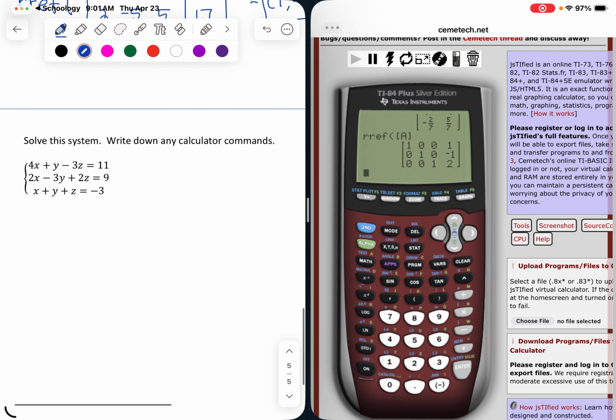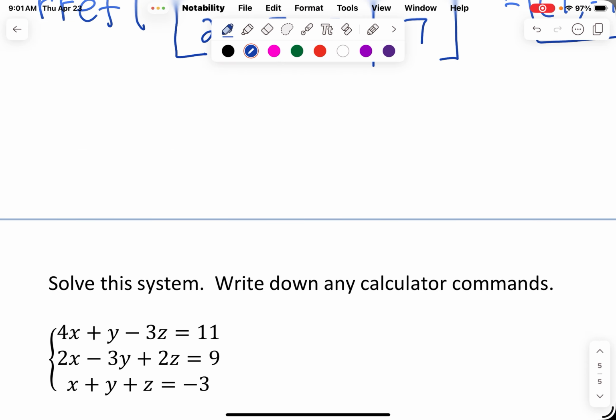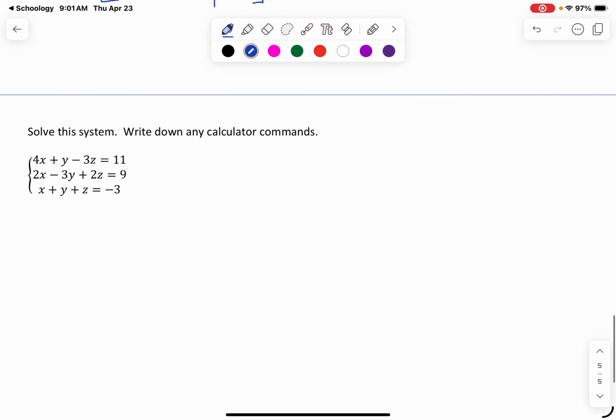All right, so now what I want you to do is go ahead and pause the video and try this one. You can do it using RREF or inverses. It doesn't matter to me. And then come back and check your answers.